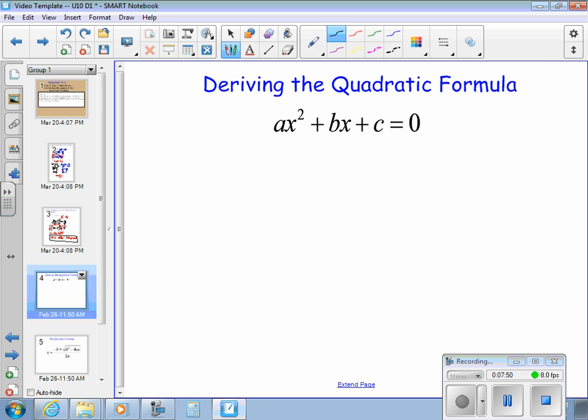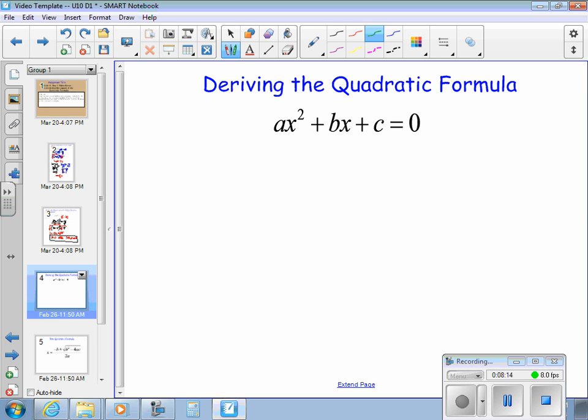So let's try this and see what it looks like. We're going to start off with a very generic equation. Our coefficients are all variables. We have letters, and that is going to allow us, when we get to the quadratic formula, to be able to plug those coefficients in. This ax squared plus bx plus c equals 0 should look very familiar to all of you.